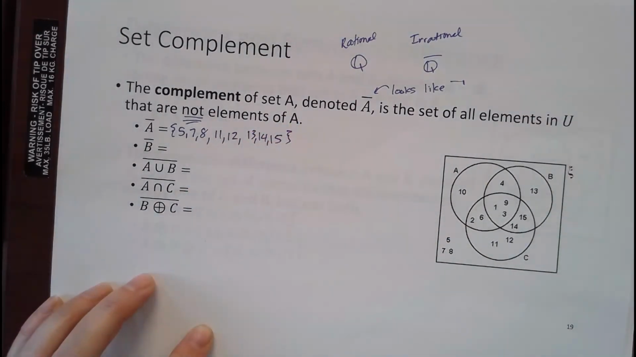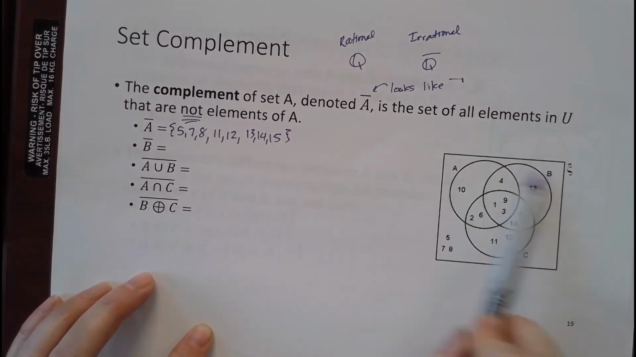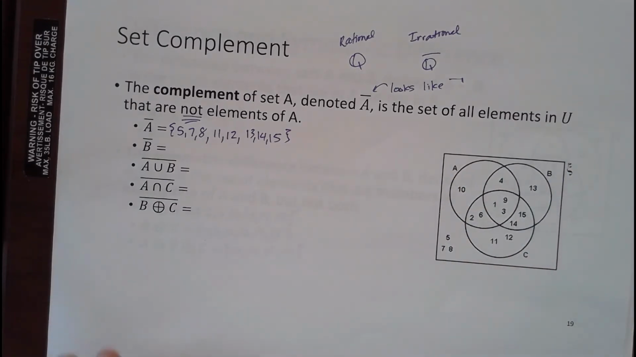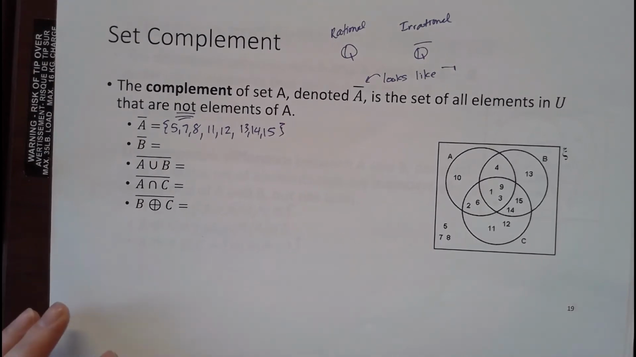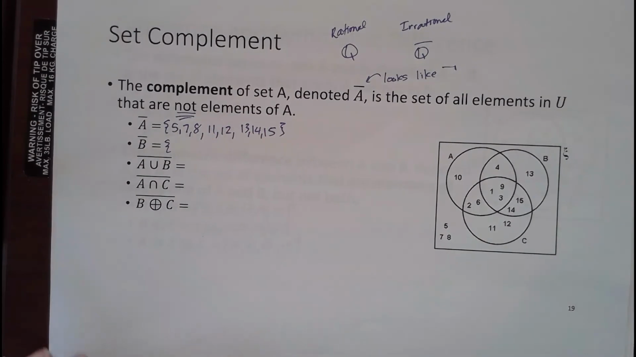Okay. So it includes this stuff too, that's in the universe and isn't in any set. So make sure you look at the entire universe. All right. What's in not B? Yell them out, I'll write them down.